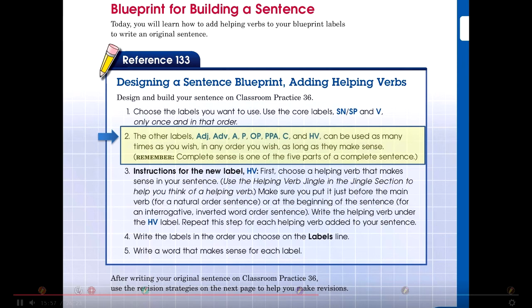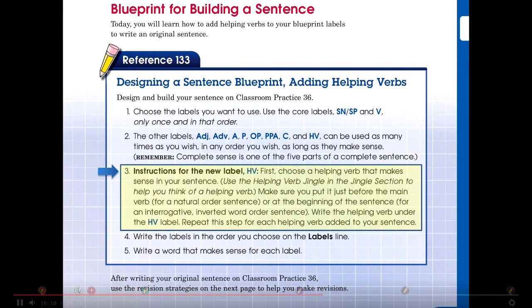verb can be used as many times as you wish, in any order you wish, as long as they make sense. Remember, complete sense is one of the 5 parts of a complete sentence. Pay close attention to step 3, instructions for the new label, helping verb. First, choose a helping verb that makes sense in your sentence. Use the helping verb jingle in the jingle section to help you think of a helping verb.